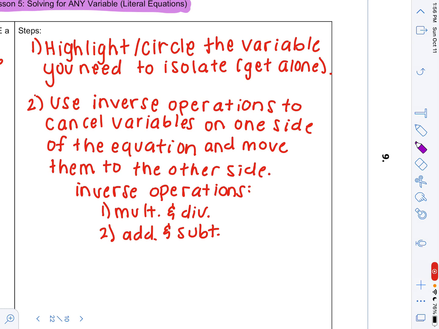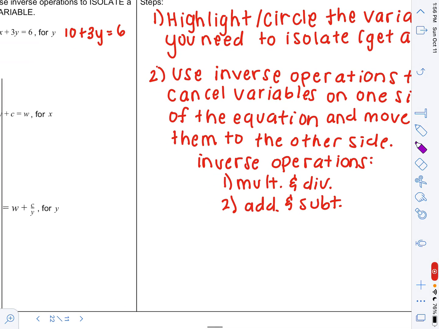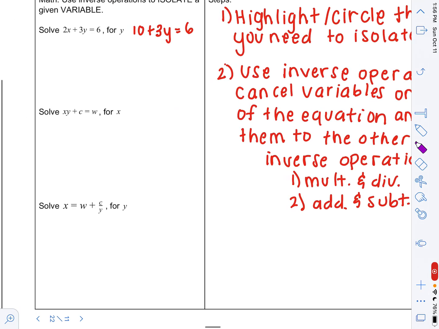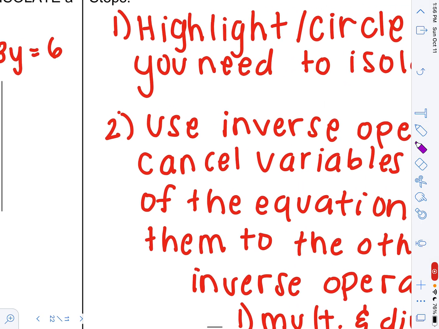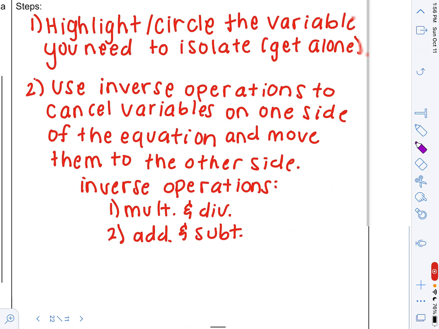So the first step is to highlight or circle the variable you need to isolate or get alone. So in literal equations, ignore what I wrote here for right now. But if we look here on our first one, it tells you to solve for y, right? So we're going to highlight y in this equation, because I know that's what I want to get alone. Okay, so that's the one I want to isolate.